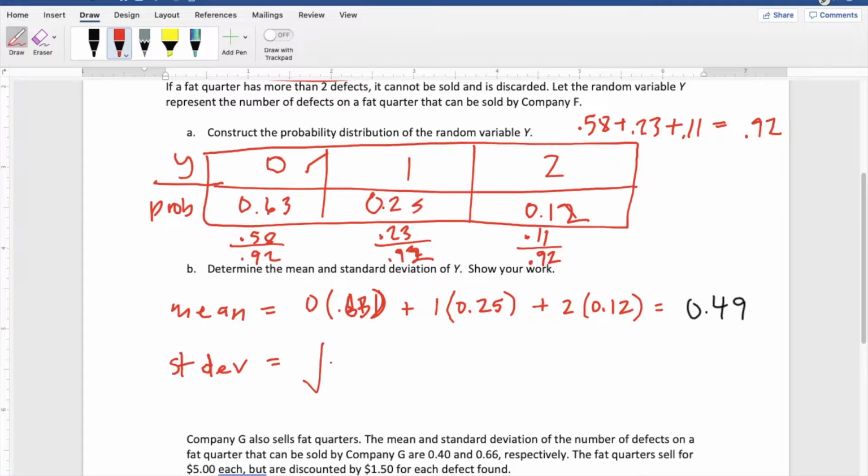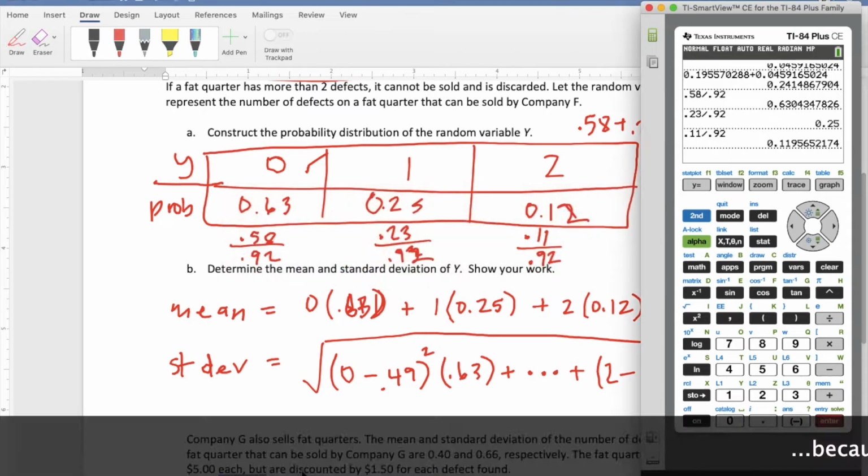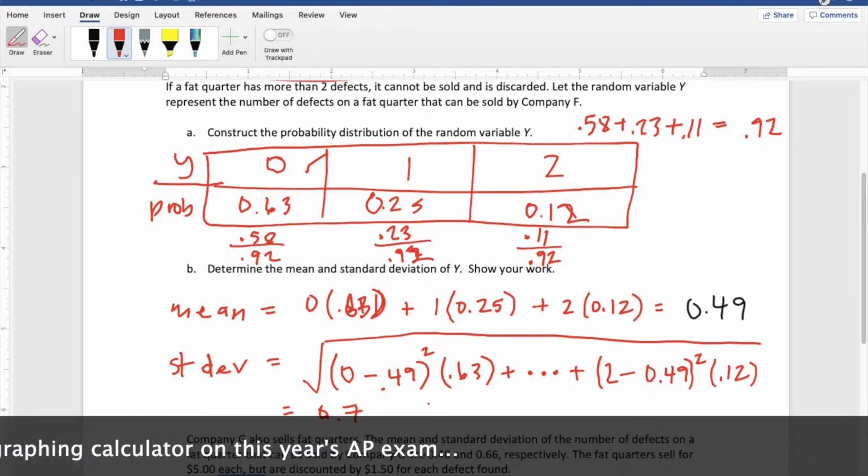So my formula, we're going to take each value minus the mean, squared, times the probability. And then a little side note, calculator trick. Oh, actually, you know what? I'm not going to show you the calculator trick. So that is part B.